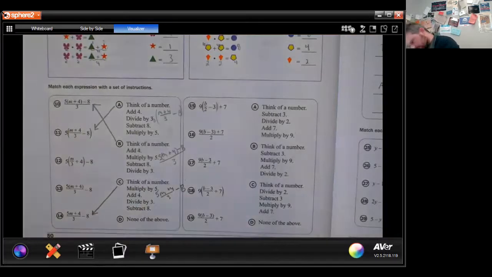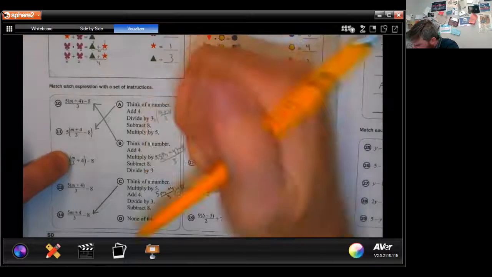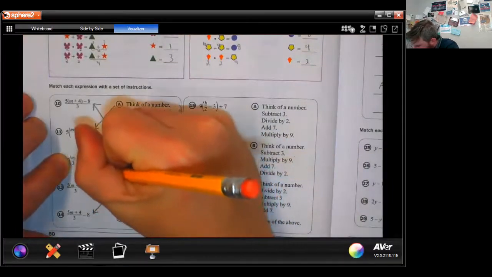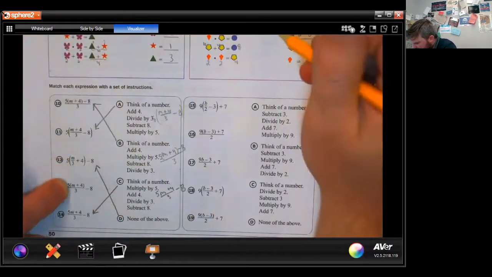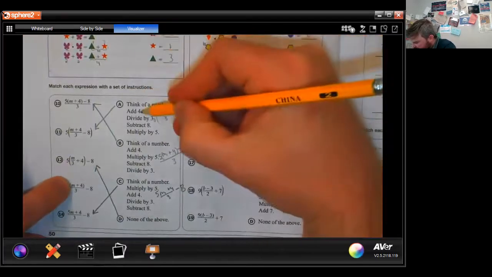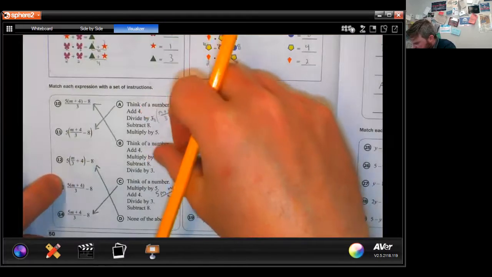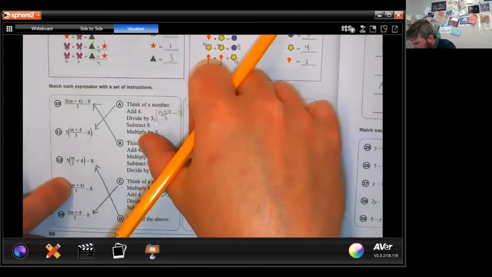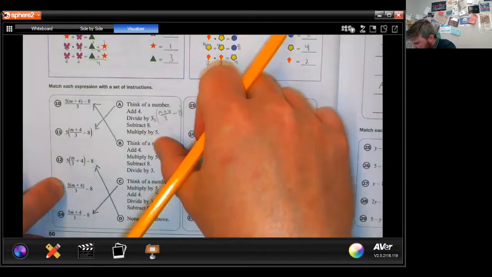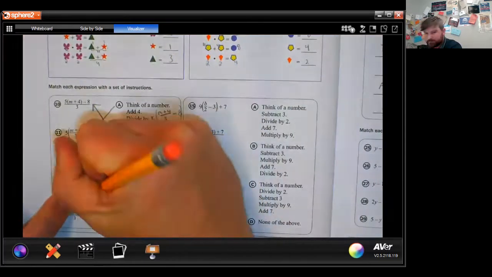And then sometimes these can match up a little bit differently. This one, I'm thinking of a number and dividing by 3 first. None of those divide by 3, so that's a D. Think of a number, multiply by 5, add 4. So that's both of these. Okay, this one's add 4, multiply by 5. Then this is divide by 3, and that's not it. So this is also D.